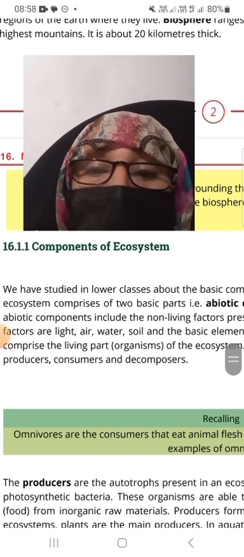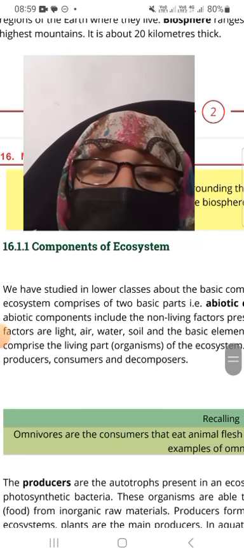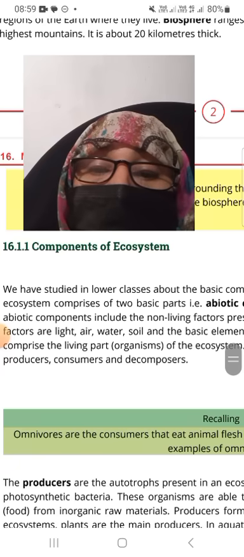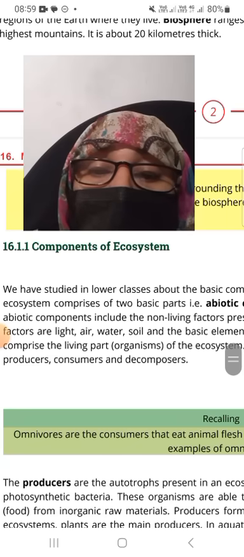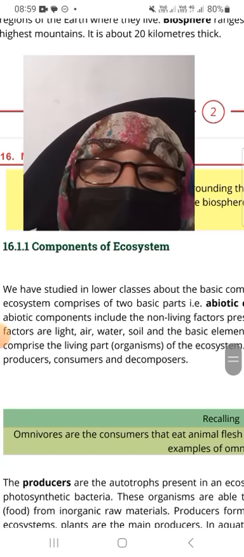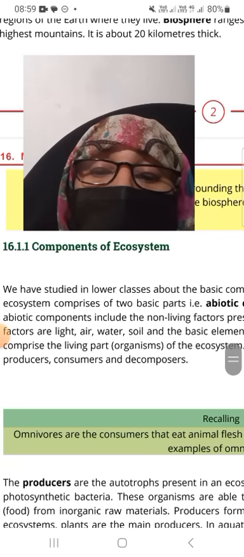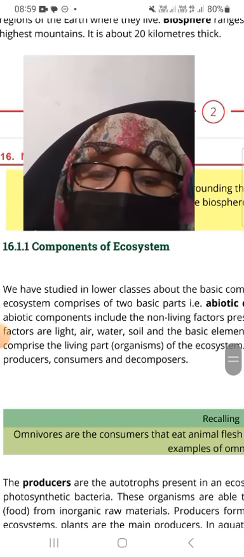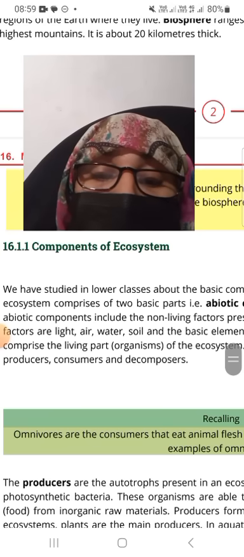16.1 components of an ecosystem. We have studied in lower classes about the basic ecosystem, which comprises two basic parts: abiotic and biotic components. The abiotic component includes the non-living factors: light, air, water, soil and the basic elements. The living part comprises producers, consumers and decomposers. Carnivores and omnivores are the consumers that eat animal flesh.